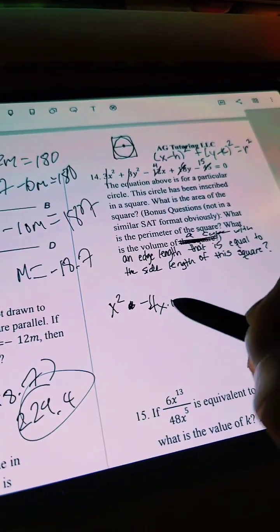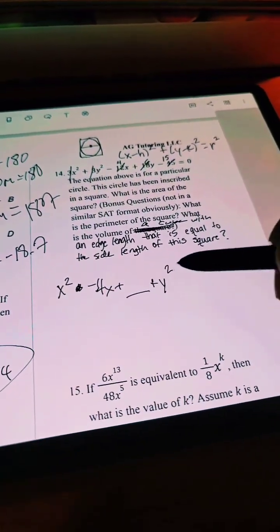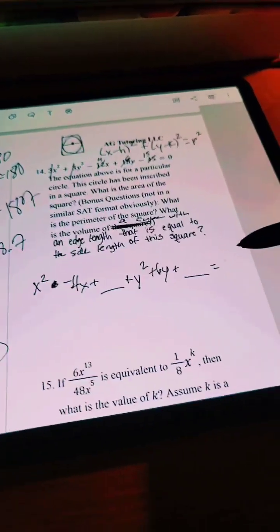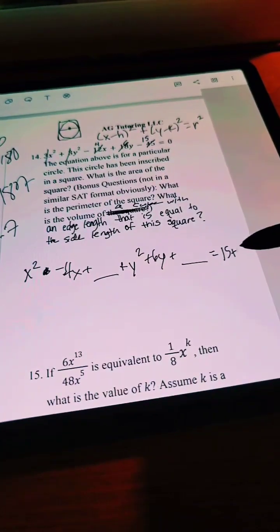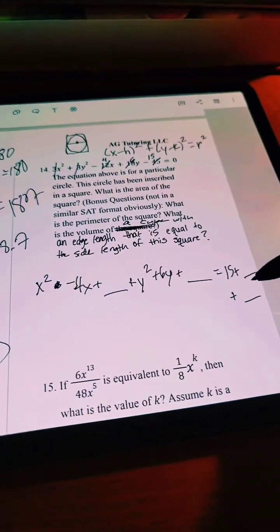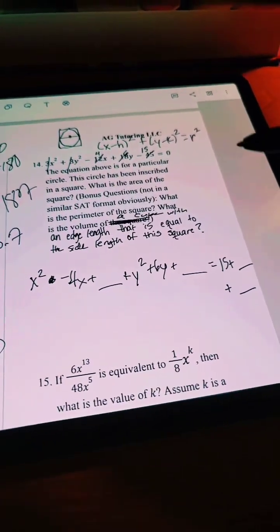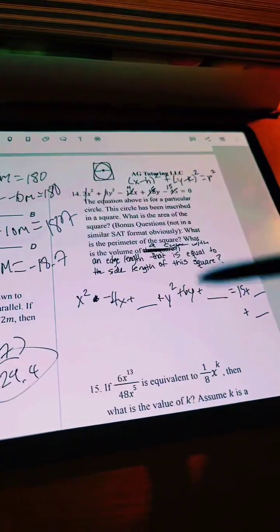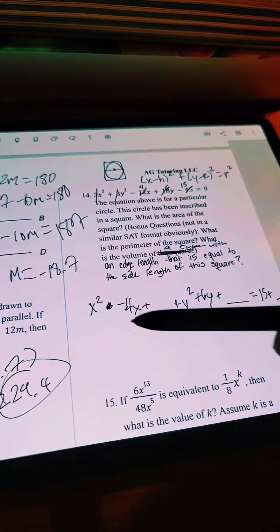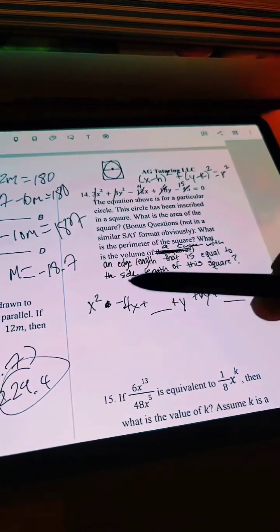4x plus whatever I put to complete the square there, plus y squared plus 6y plus a blank here. And then on the other side I'm going to have 15 plus a blank plus a blank, because remember, we always have to keep our equations balanced. If I'm adding stuff on this side, I have to add it to the other side to keep it equal. So now we're going to complete the square. Whatever goes in this blank, you divide what's in front of x by 2 and then square it.